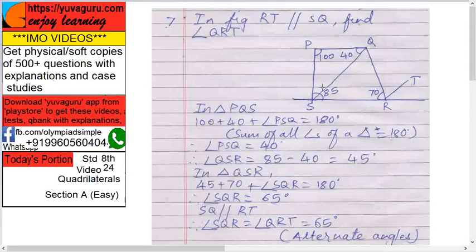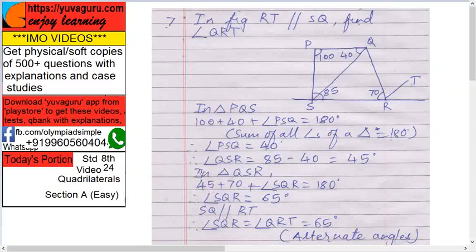Okay. Now you know PSR totally, that is 85, and PSQ is 40. So QSR will be how much? 85 minus 40, that is 45. Okay. Now you got QSR.